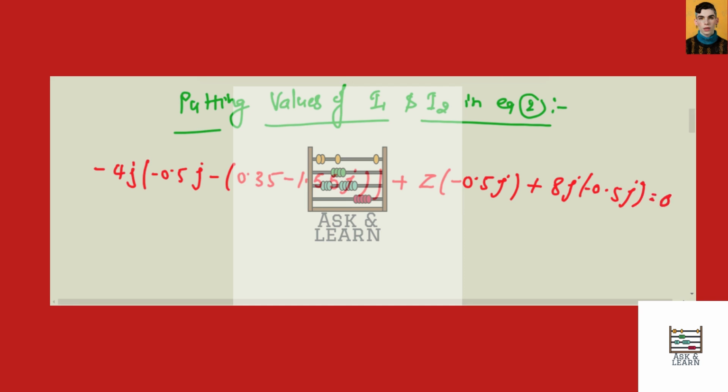Now again the calculations are coming over here. I'm just writing the direct answer. You can easily calculate it because these are simple calculations, and I don't want to waste your time over here. So finally, you will get the value of Z. Just calculate and find the value of Z. So the Z will become 8.2 plus 1.4j upon 0.5j, right?